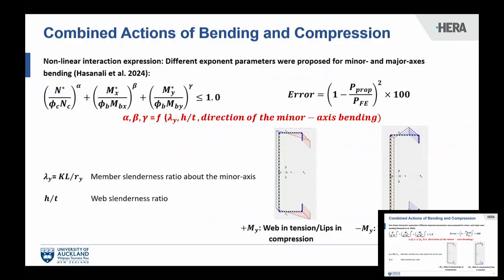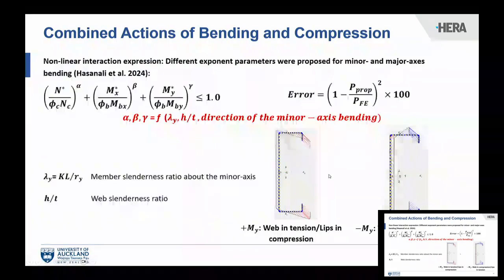And to solve this nonlinear equation, I used an optimization algorithm because it was a multivariable equation. It was not really easy to solve using simple methods. And these factors, alpha, beta, and gamma, were obtained by minimizing the errors between the proposed equation and the predictions of the experimentally validated finite element models.